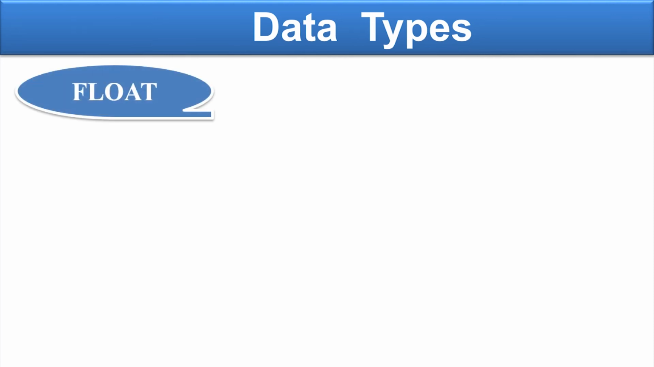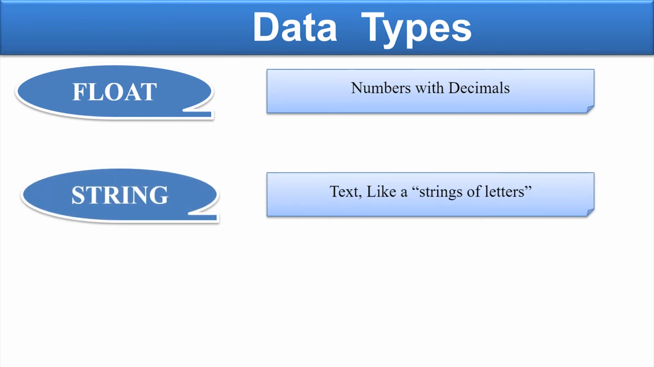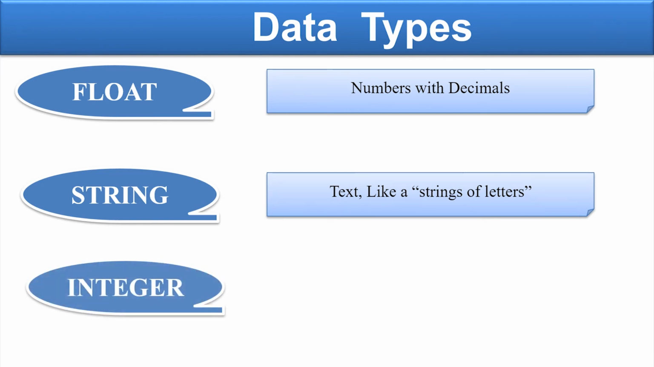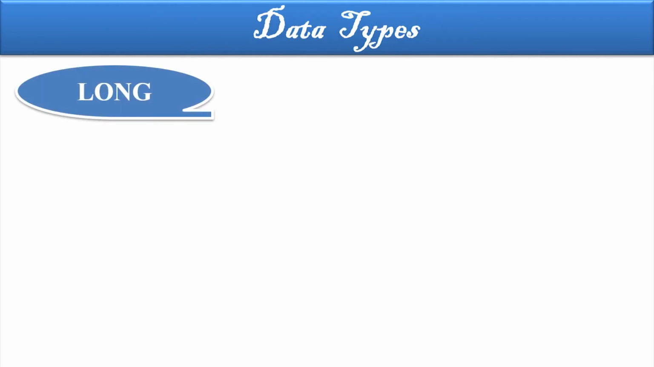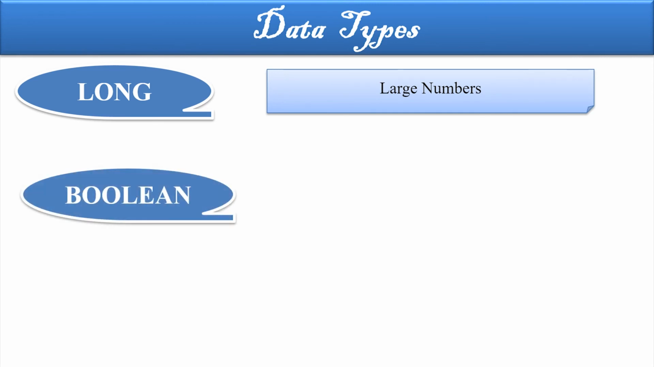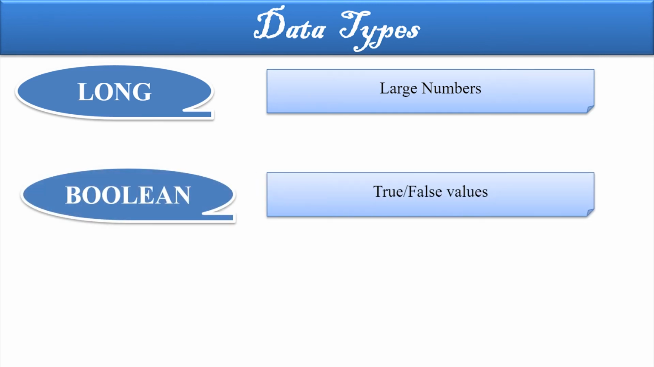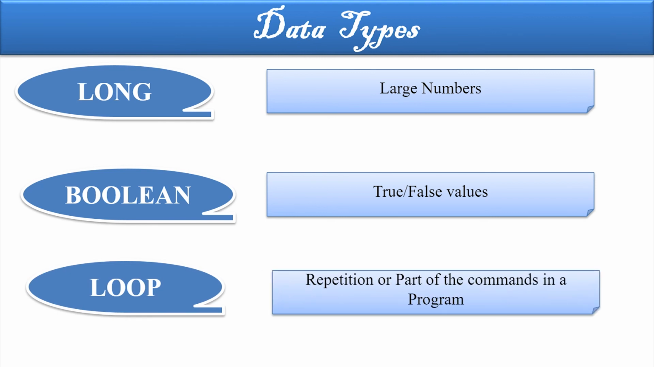Float. These include numbers with decimals. String. This is text, like a string of letters. Integer. This includes whole numbers without decimals. Long. This includes large numbers. Boolean. This defines true and false values. Loop. A loop is a repetition of all or part of the commands in a program.